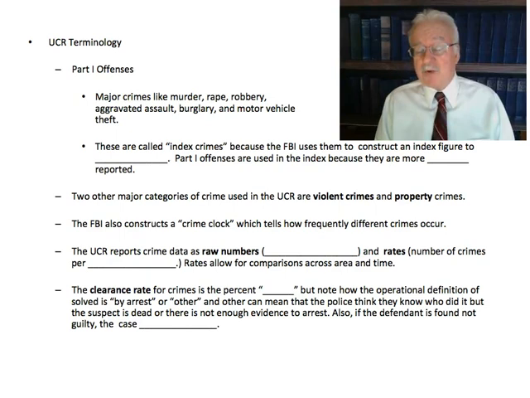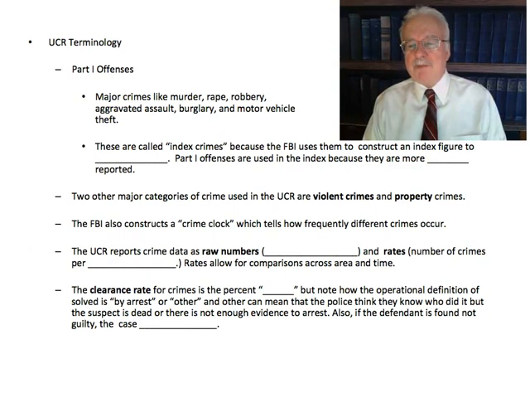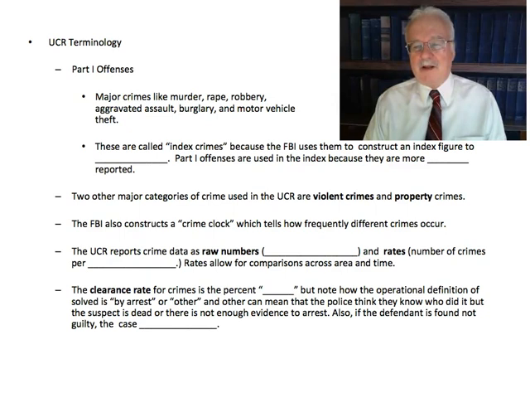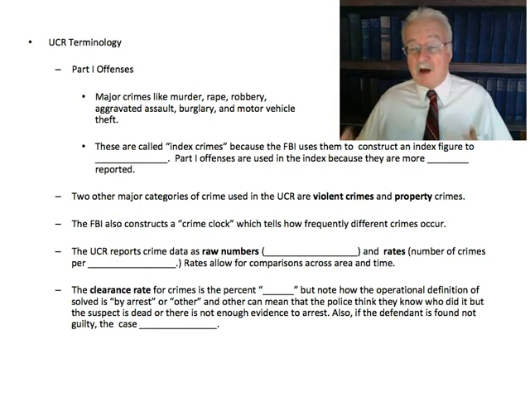The FBI also constructs a crime clock, which tells how frequently different crimes occur. Now, a crime clock is a statistical descriptive tool. There are many different ways to portray or tell people about statistics. One way is to put it in a table, but that's kind of dry and hard to read. Sometimes you'll see bar graphs, and that's a visual depiction, which gives you a different way of looking at the stats. You might see a pie chart. That's another visual description. And if you look at the stats in different ways, it allows your mind to get different perspectives on it, and it enhances your understanding by using multiple descriptors of events and statistics.